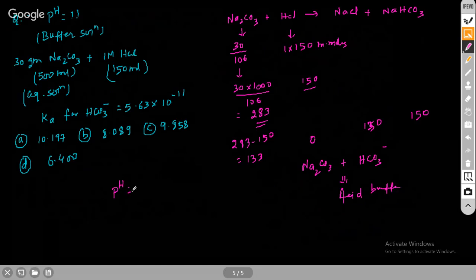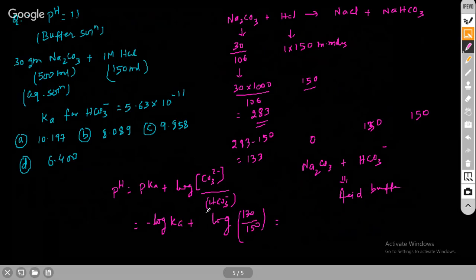So the pH formula will be pKa plus log of salt by acid. Salt is what? CO3 2 minus. Acid is HCO3 minus. All these values you have to substitute. pH is nothing but minus log of Ka plus log of CO3 2 minus, which is 133, divided by 150. So this is what you have to solve. And when you substitute all the values, you will get 10.197 approximately.